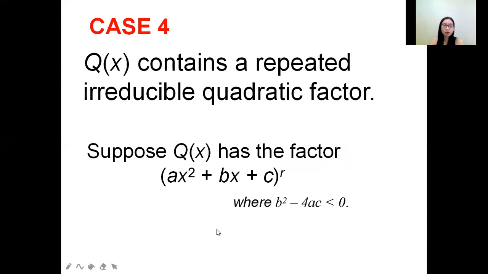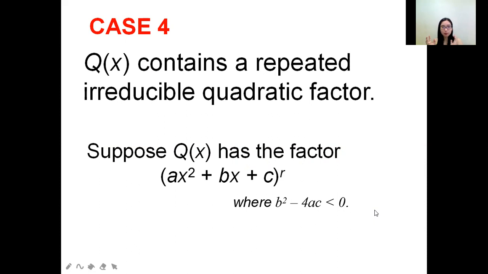Okay, so we're down to the fourth case. Q of x contains a repeated, irreducible quadratic factor. So balik ta. Case 1, pag linear and distinct ang factors. Case 2, kung naay repeated. Case 3, kung irreducible na siya, irreducible na quadratic na factor. Case 4 is a repeated, irreducible quadratic factor. Okay? So we're complete na.